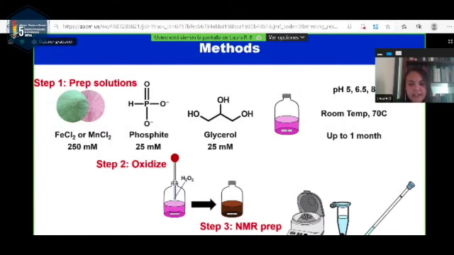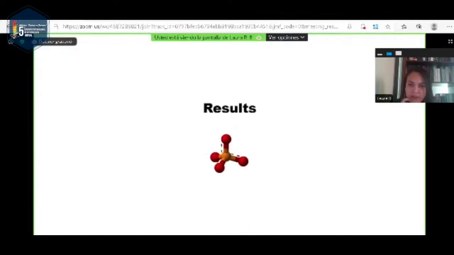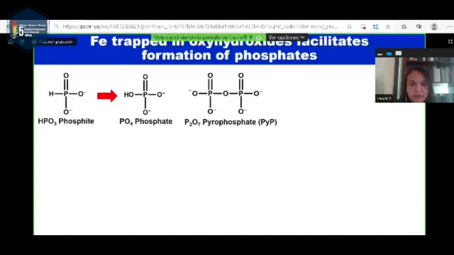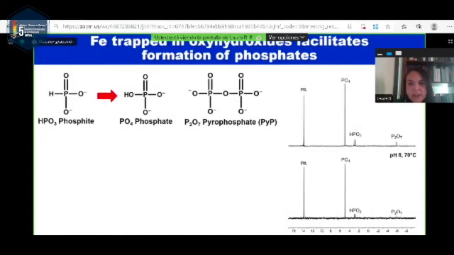Centrifuge, took the supernatant and analyzed using phosphorus and proton NMR. So first I'm going to be talking about the results using ferrous oxyhydroxide. So this would be at pH 8, where essentially all of the iron has crashed out into that mineral. So this is phosphorus NMR, the pH 8 reaction at room temperature versus 70 C.